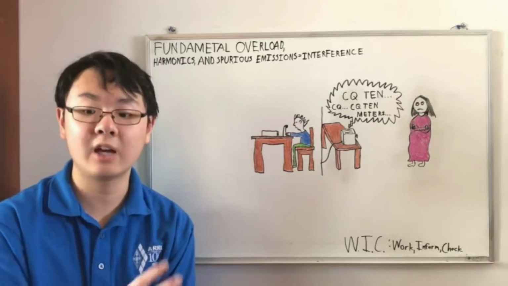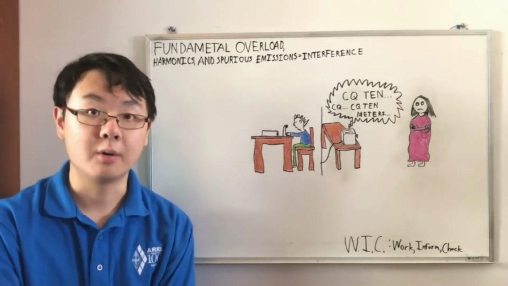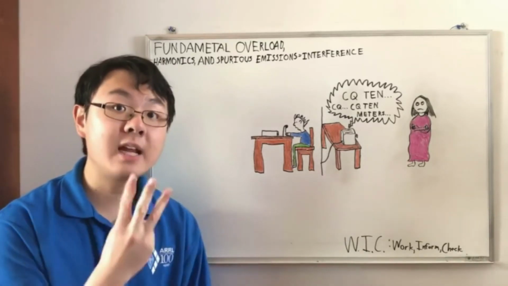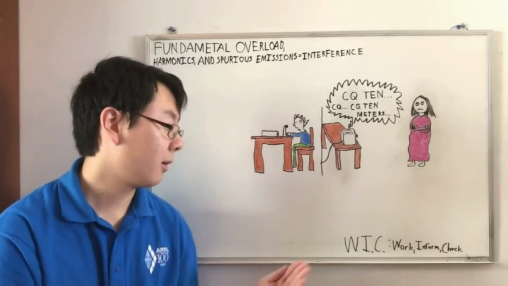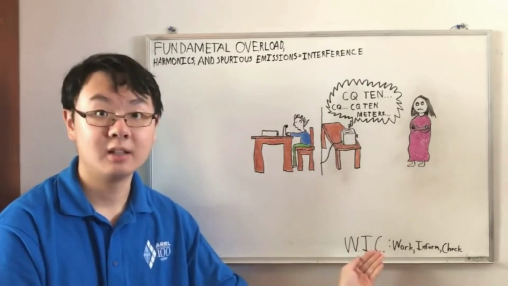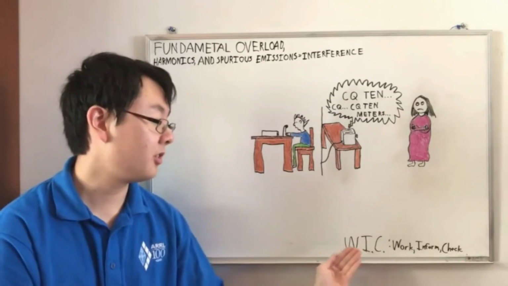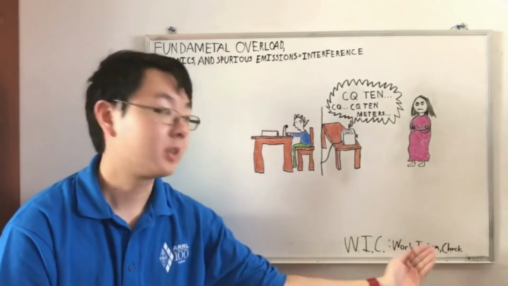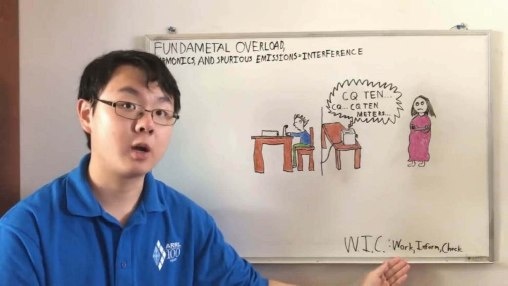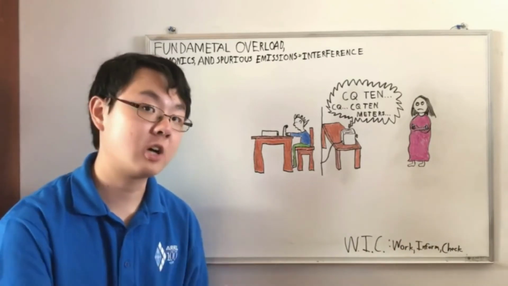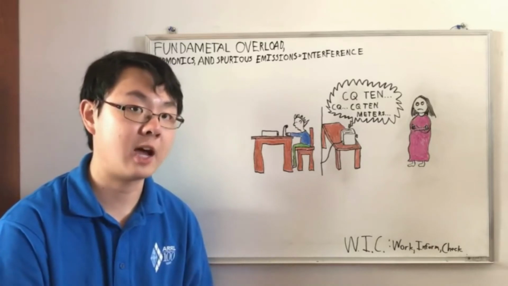So there are 3 things, basically, that you should do. And I made an acronym for the 3 things you should do if your neighbor is interfering with you in this way on ham radio. WIC. Do the WIC. Work, inform, and check. Number 1, work. Work with your neighbor and try to figure out what's going on. Talk to him and try to figure out what's causing the interference and why the interference is happening.